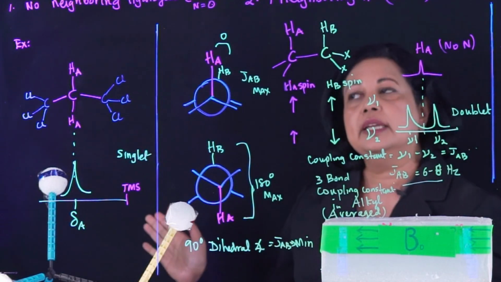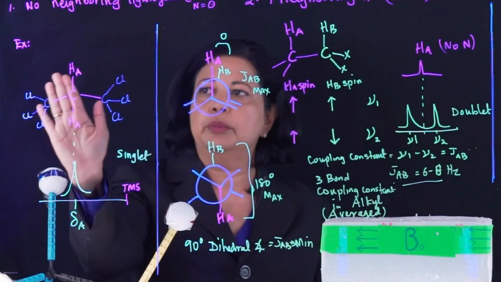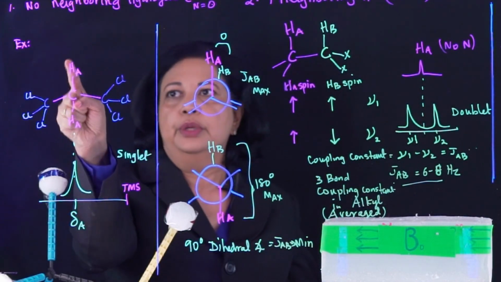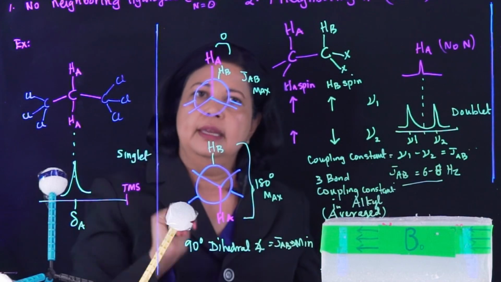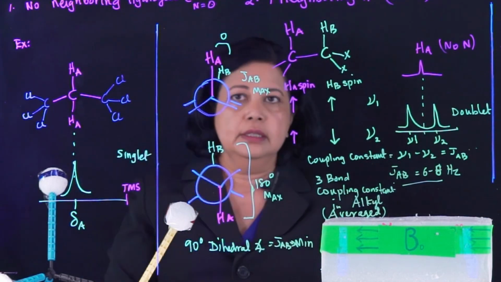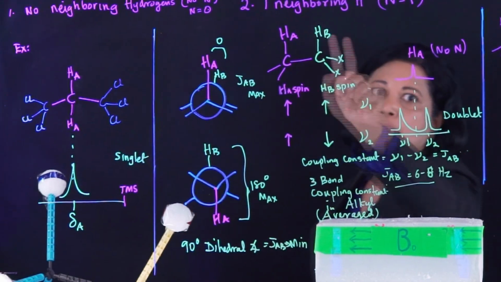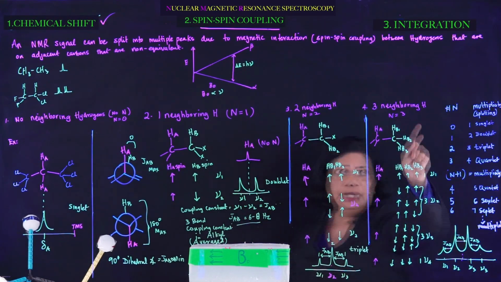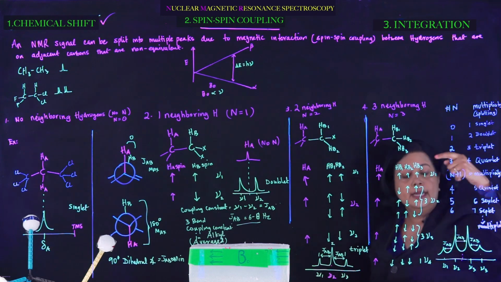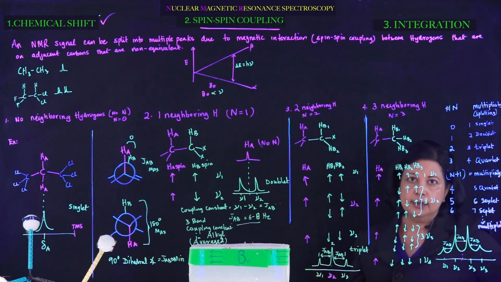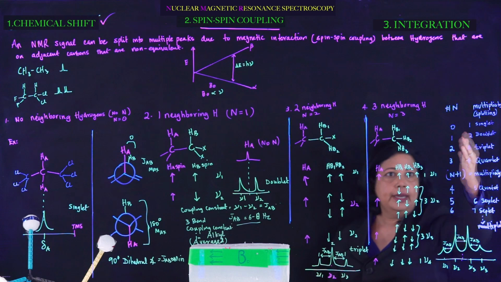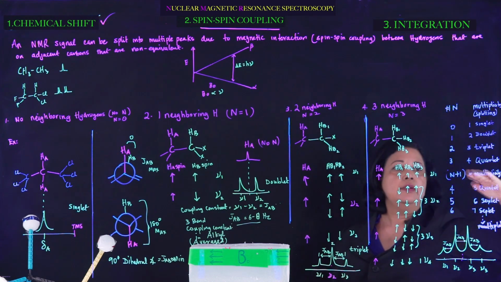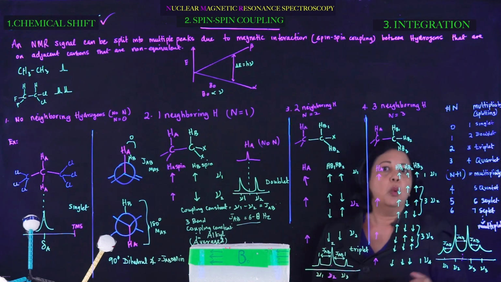So in summary, if you don't have neighboring protons in an alkyl side chain, you would get a singlet. You rarely see 2 bond couplings in alkanes. If you have 1 neighbor, you're going to be a doublet. 2 neighbors, triplet, 3 neighbors, quartet, and so we can see there is a trend. Every time you add another proton to the neighboring carbon, your multiplicity will also increase by 1.